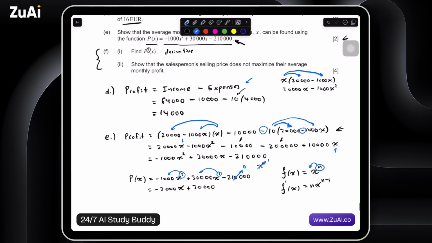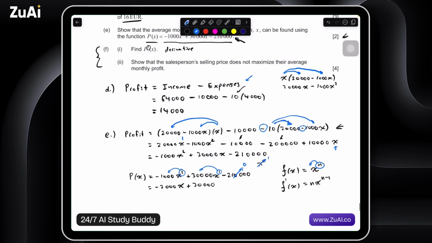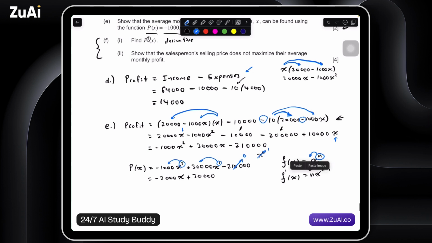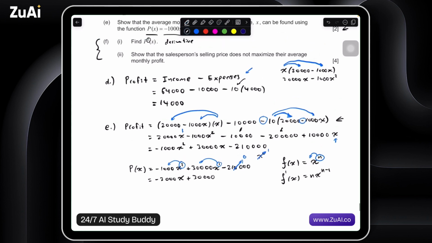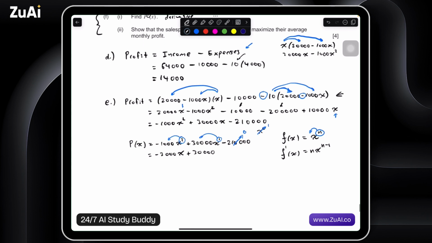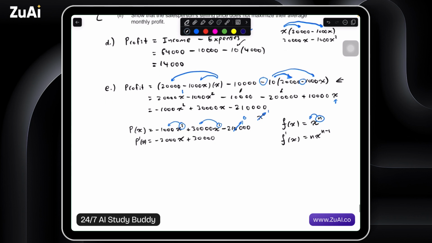Show that the salesperson's selling price does not maximize their average monthly profit. Okay, so 2 parts to this question. It doesn't ask you to make use of the derivative. Sorry, I should put a prime there. Nope, there should be a prime here. So we can actually just graph this function. But if we wanted to use the derivative itself, it's not too bad actually.